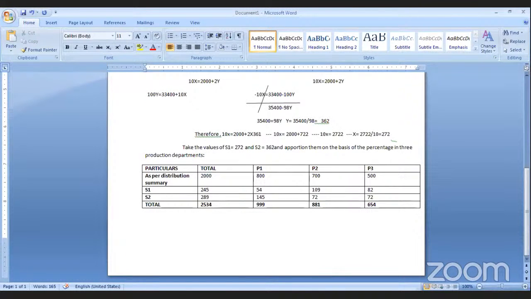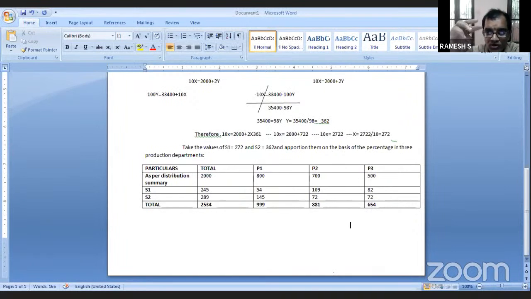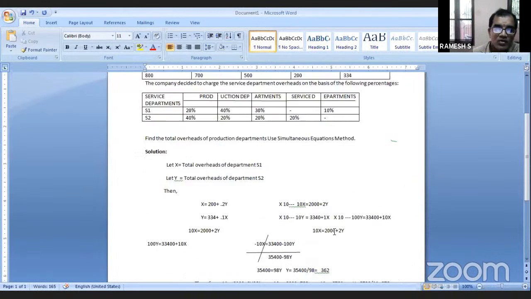Your homework will be yesterday's problems, the 3 or 4 I gave. Solve those problems again with the help of simultaneous equations. You did the redistribution method yesterday; now follow the simultaneous equations method and solve those problems. I hope I am clear.